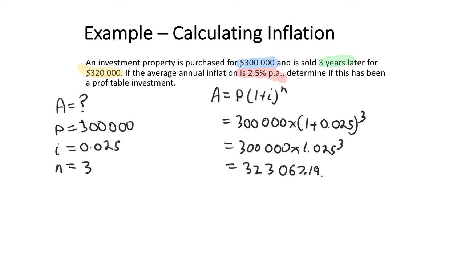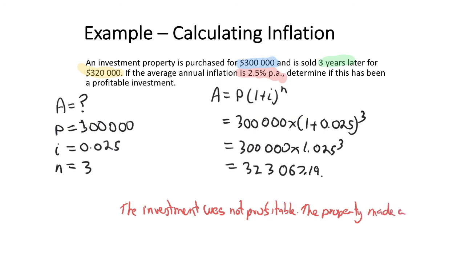And because it is a word question, we need to write a word answer. So the investment was not profitable. The property made an adjusted loss of $3,067.19. And we'll just put in our working out so the marker can see how we got to that adjusted loss amount.